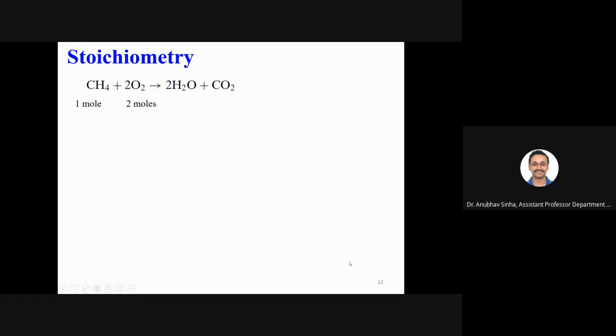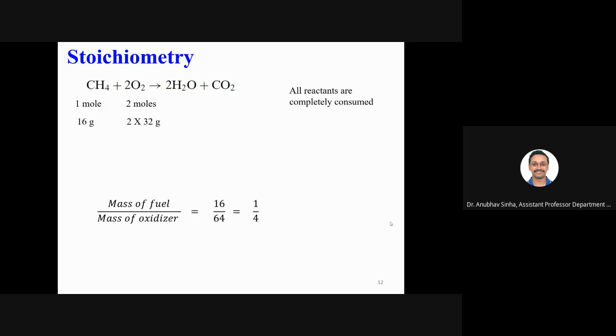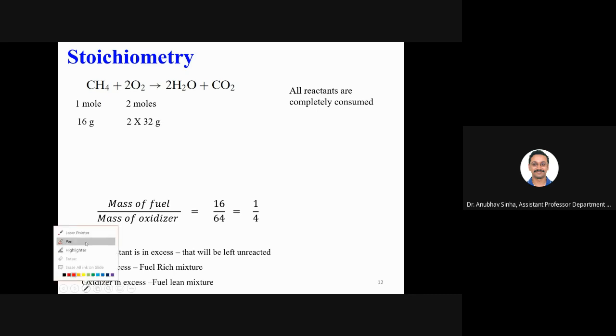We stopped at stoichiometry. I'll briefly talk about it and then move on to other topics in thermodynamics. What we discussed is that if you have a stoichiometric mixture, what do I mean by stoichiometric mixture? You have reactant and oxidant in such a proportion that after the reaction all the reactants are consumed, fuel and oxygen both are consumed.